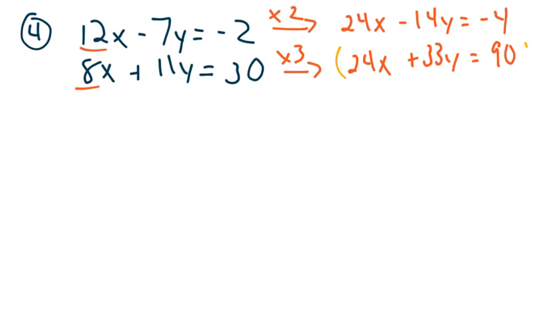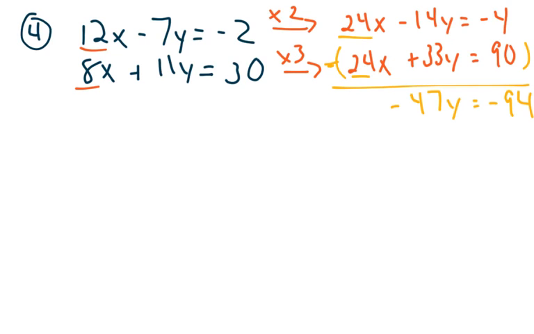Step number 2, add or subtract. Again, 24s are what we're looking at because they have the same number. They also have the same signs. They're both positive. So if we have the same sign, we're going to subtract. Okay, so 24 minus 24 is 0x. Negative 14 minus 33 leaves me with negative 47y. Negative 4 plus 90 is, or sorry, negative 4 minus 90 is negative 94.